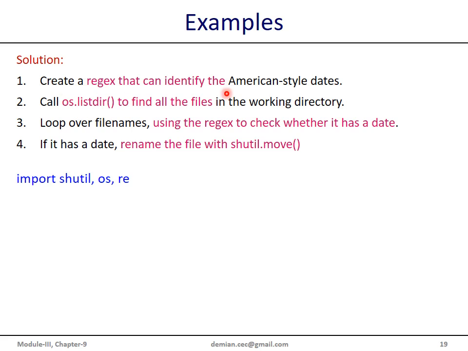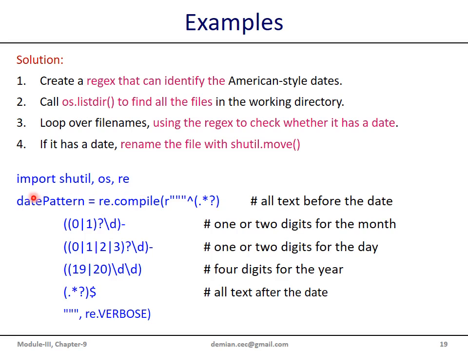In order to write a program, we need to import 3 libraries: shutil, OS and regular expression. This is the regular expression object that we create to match this American style dates. We use the multi-line regular expression, that's why we pass the second parameter to the compile method as verbose.